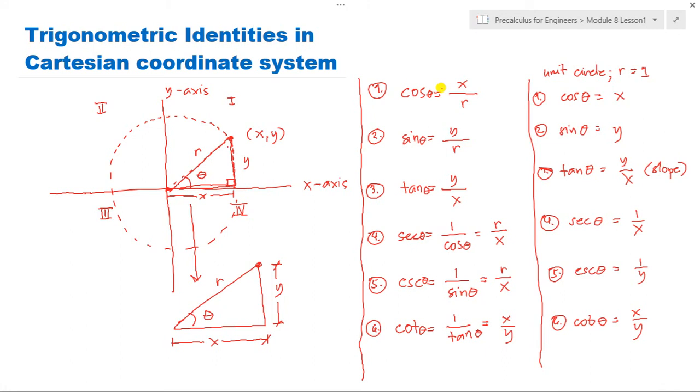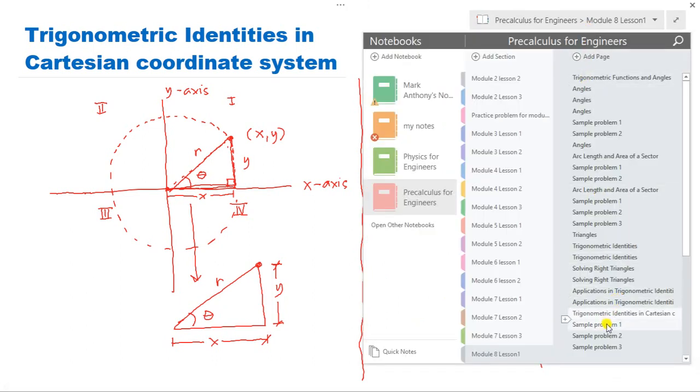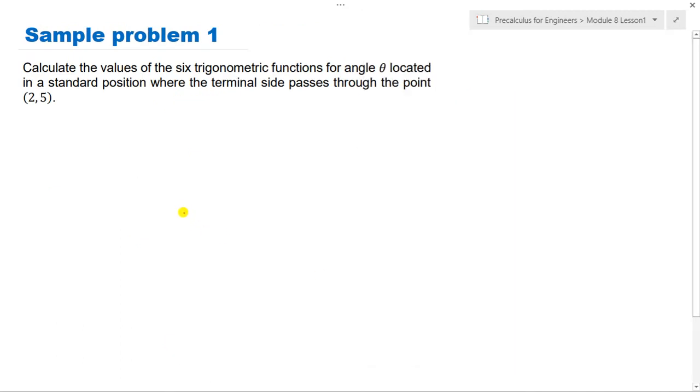Okay, so let's have an example on how to solve trigonometric identities applied in the Cartesian coordinate system. So here, the problem states that we are going to calculate the values of the 6 trigonometric functions for angle theta located in a standard position. So again, don't forget this statement, standard position, where the terminal side passes through the point 2, 5.